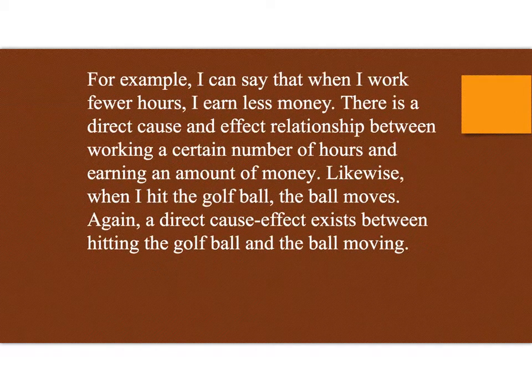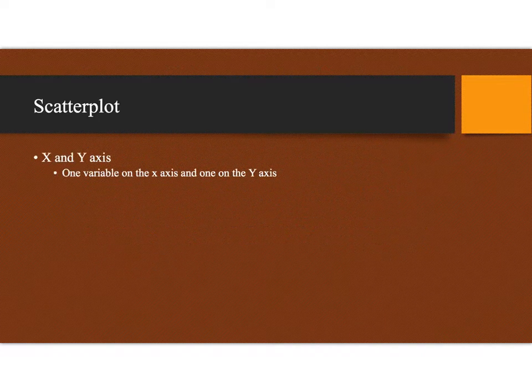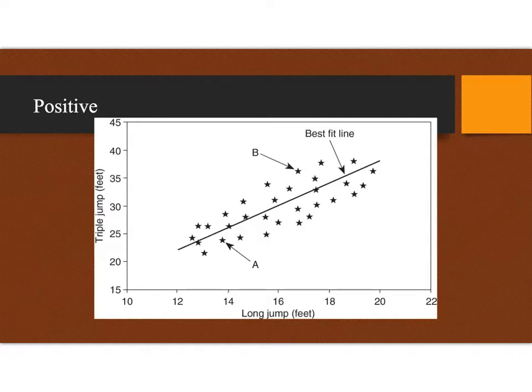Here is an actual definition of it. Scatter plot. When you're talking about a scatter plot, you're talking about something where you have one variable on an x-axis and one on a y-axis, and this is how you're going to be able to look at your actual correlation. So here's a positive correlation. You can always see it's going up. All these little stars here are each of the scores.